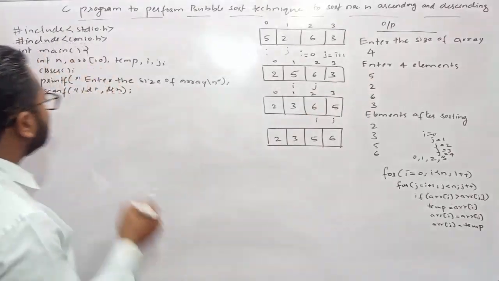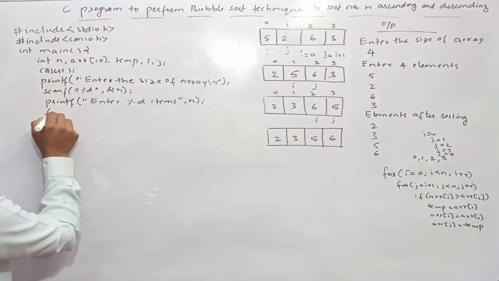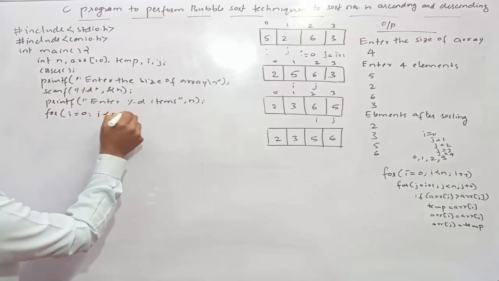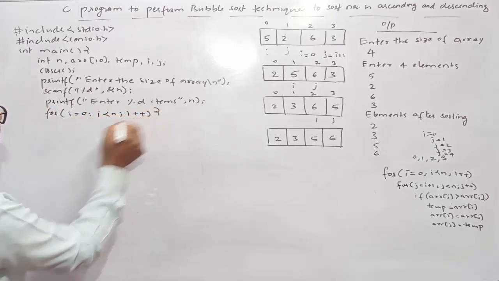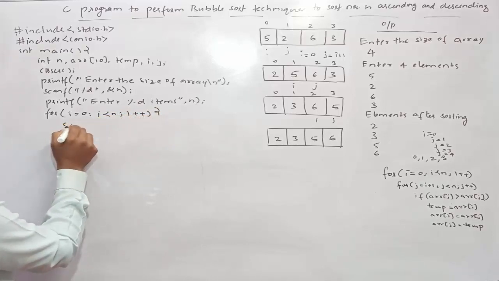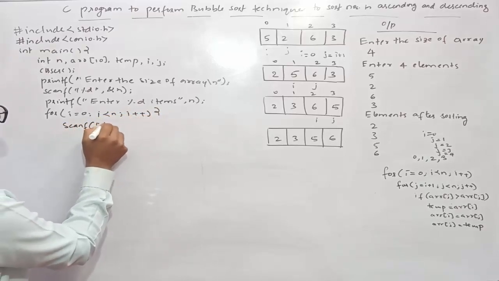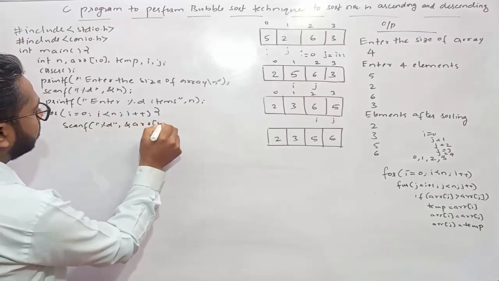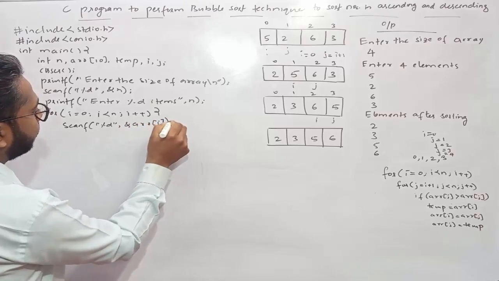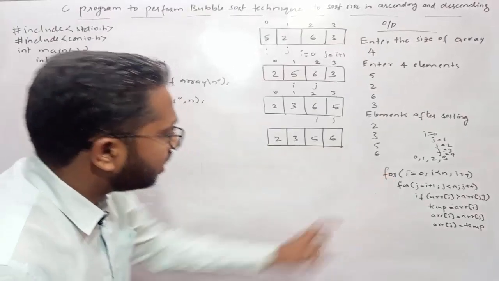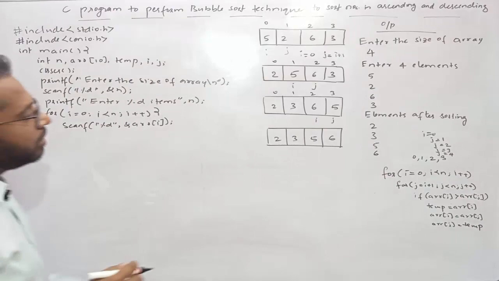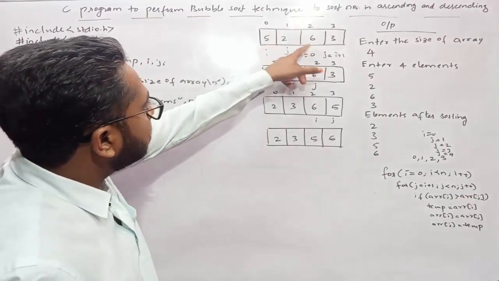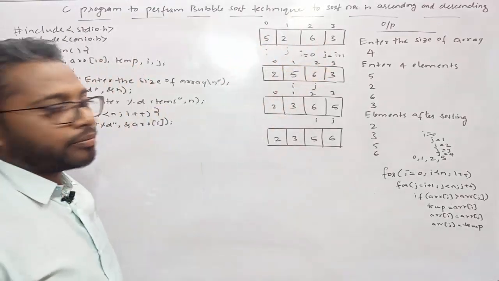Next we will accept these 4 items and then for I equals to 0, I is less than n, I plus plus, scanf %d ampersand array of I. Okay. Next we will write this code where we are comparing the first item with second item, first item with third item, and then first item with fourth item.